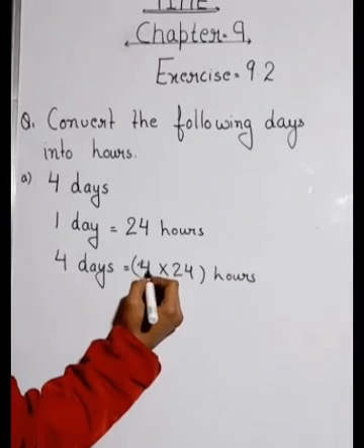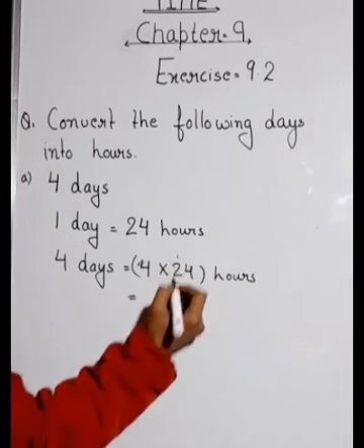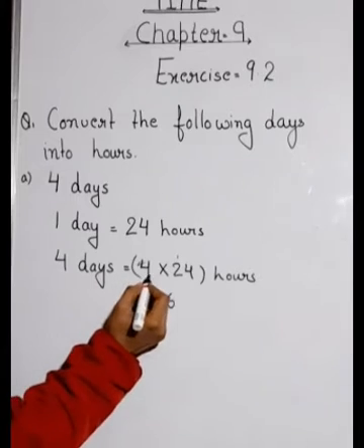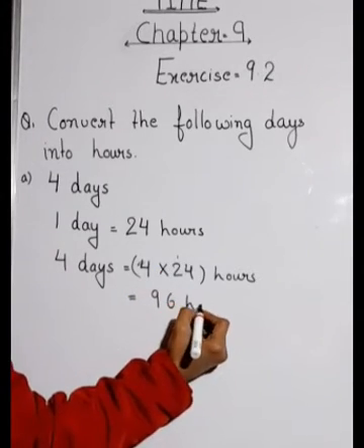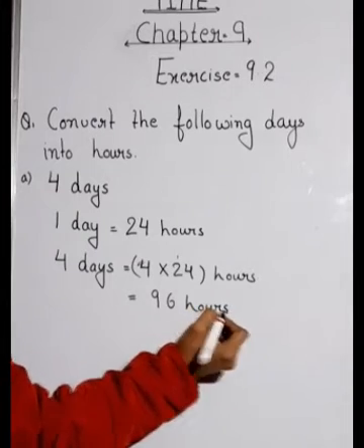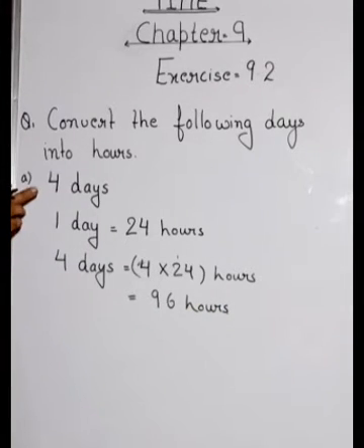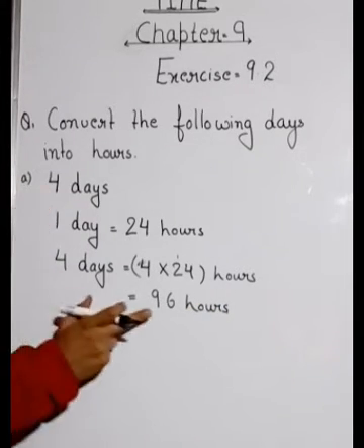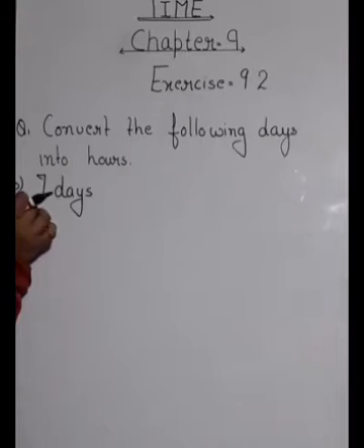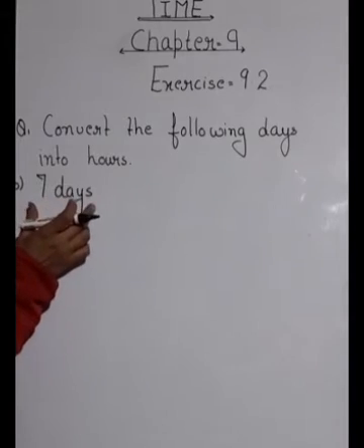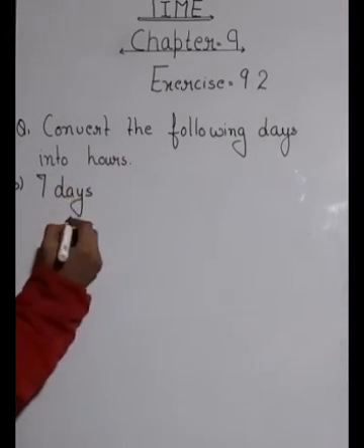Now when you multiply these two, 4 4s are 16, carry goes 1, 6 will be here. 4 2s are 8 plus 1, 9. This is 96 hours. Clear? So it means in 4 days, how many hours you are having? 96 hours. Second part of your first question is you have to convert 7 days into hours.